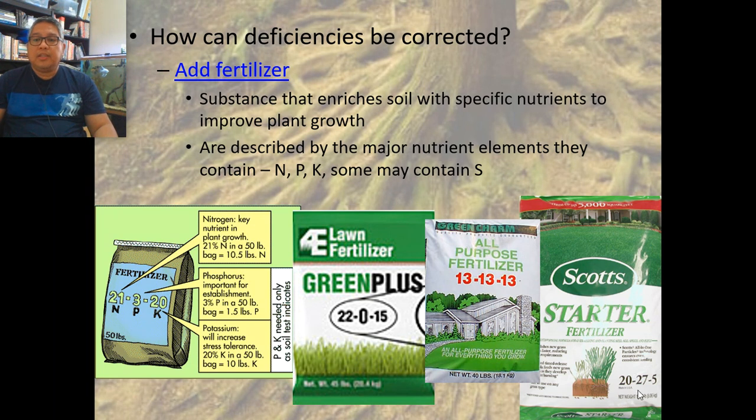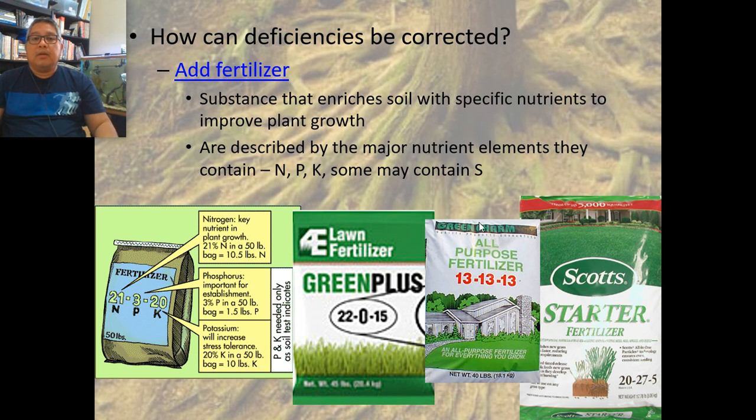And another one, 20, 27, and 5. As you can see here, it's very rare for you to have sulfur as part of the components. But there are cases wherein you will see four numbers, and then the fourth number will be for sulfur.